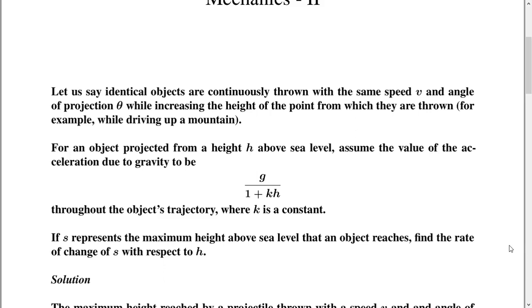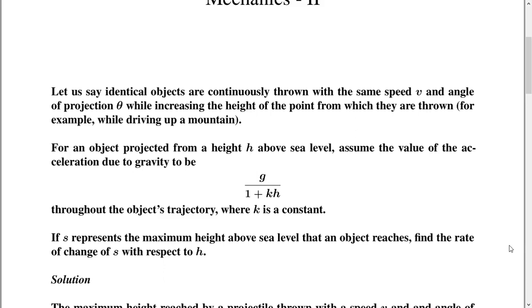So we are told that if an object is thrown from a height h above sea level, for that object's motion, we will consider g to be g by 1 plus kh. So during its entire motion, we will consider that this is the value of g. If s is the maximum height an object reaches above sea level, we want to find out the rate at which s changes with h, with respect to h.